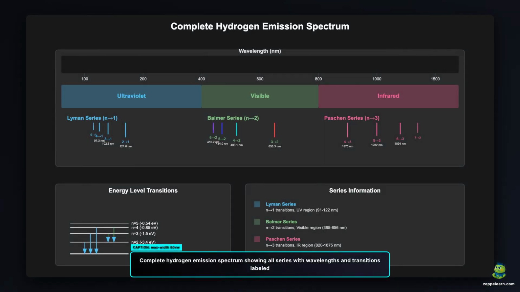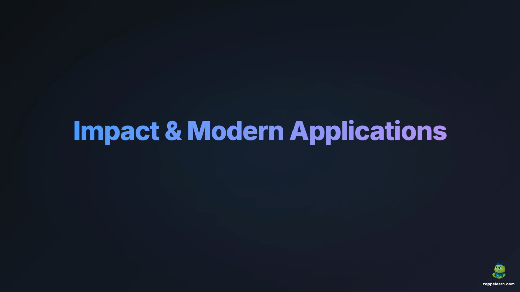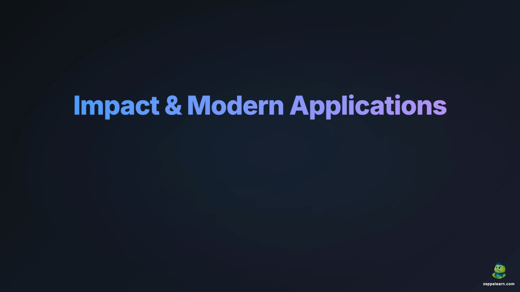This comprehensive spectrum shows all the hydrogen emission lines across ultraviolet, visible, and infrared regions, with each line labeled by its transition and calculated wavelength using the Rydberg formula. Bohr's model, while later superseded by quantum mechanics, remains fundamental to understanding atomic structure and has countless modern applications. Bohr's model successfully explained the hydrogen spectrum and introduced the concept of energy quantization to atomic physics.